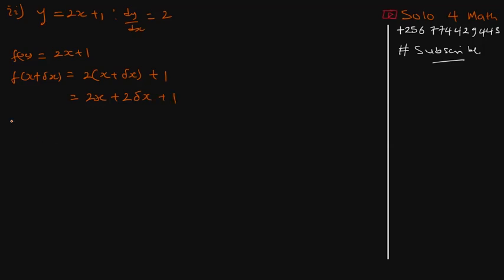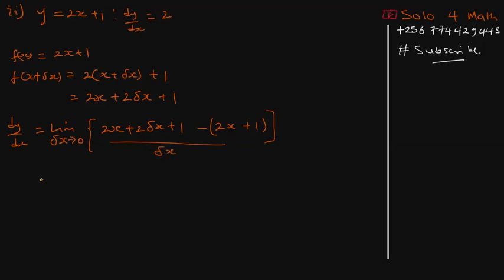So let's substitute in our formula. dy/dx equals a limit as dx, small change in x, tends to 0, of what is our f(x plus dx)? It is this, plus 1 minus f(x), which is 2x. Remember, let me put a bracket here so that that negative shouldn't confuse us, over the small change in x. We said apply limits after simplifying.